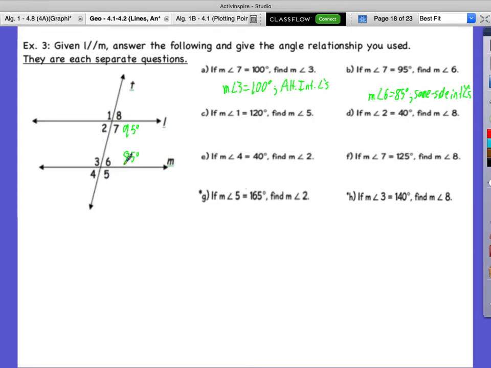But if they're on the outside, are they the same angles? They could be same side exterior, and those are going to be supplementary as well. But let's say 8 and 6, those are on the same side, and they're corresponding. Corresponding is where we went like this.